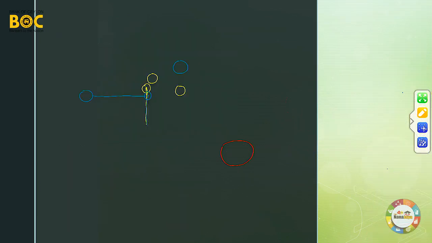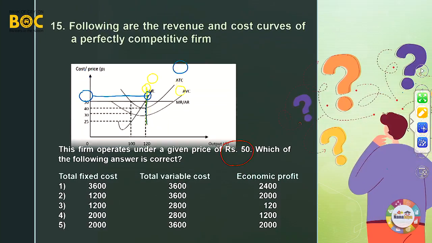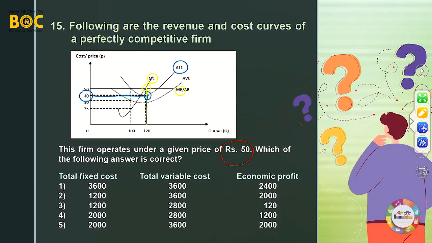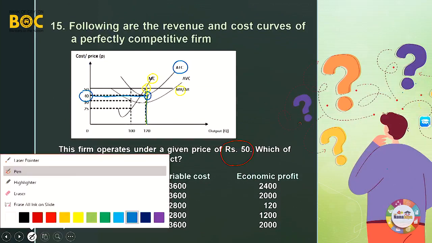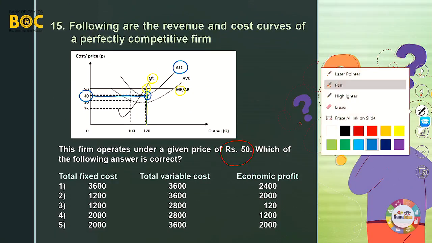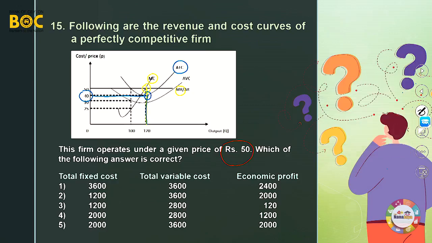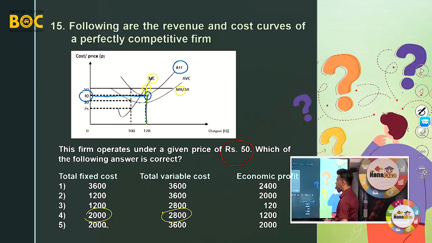Fixed cost is 2000, we found out that, and the variable cost is 2800. This must be the answer. Why? Even though the fifth answer is also saying that the fixed cost is 2000, the variable cost is different, no? But now we found out that the variable cost at this output is 2800. So answer 4 must be the answer.